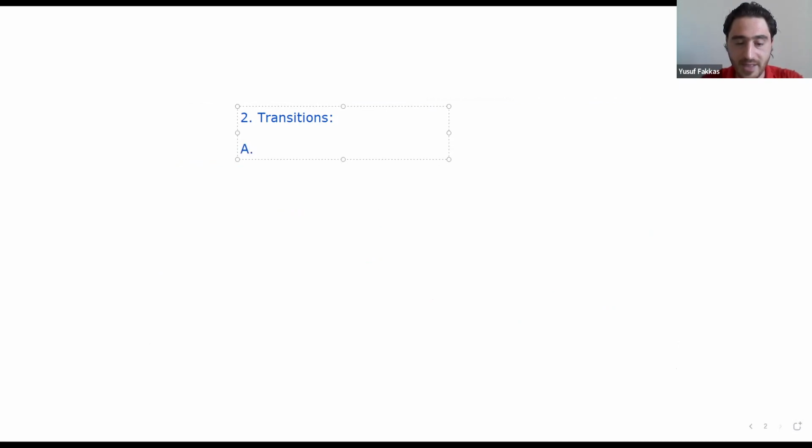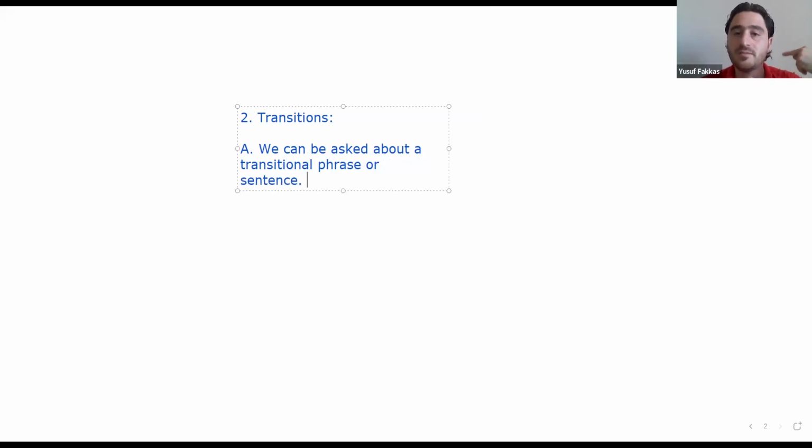So A, we can be asked about a transitional phrase or sentence. As usual, they will underline it and they will ask us how we can move from the sentence before to the sentence after. What is the best transition here? Okay, so we need to read the part before and the part after.